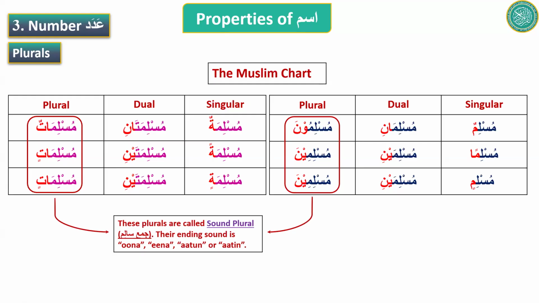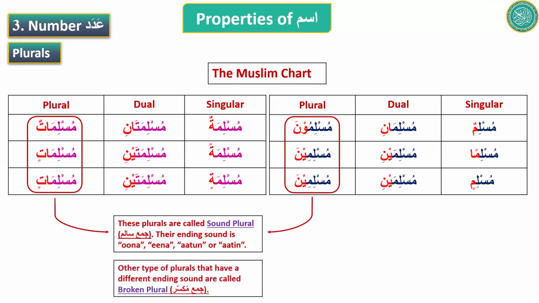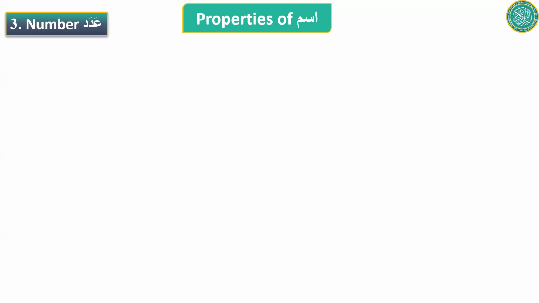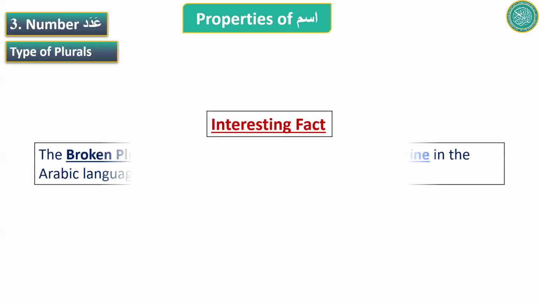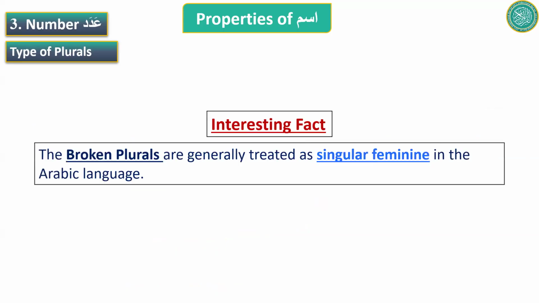But there are other plurals, a lot of them, which do not have this ending sound. Those plurals are called broken plurals. Simple as that. So with respect to number, we have three categories. Singular is singular. Dual ends with ani, aini, like muslimani, muslimaini. Plurals ending with una, ina, atun, atin are called sound plurals, and any other plural is called a broken plural.